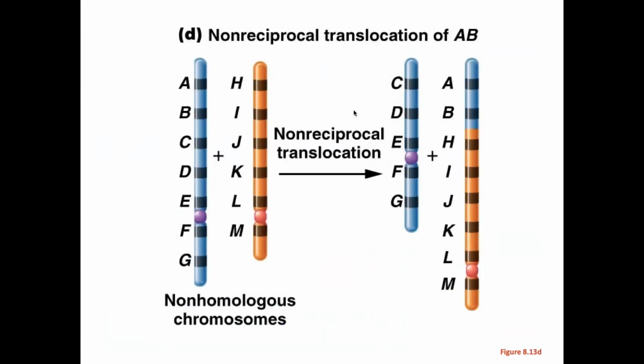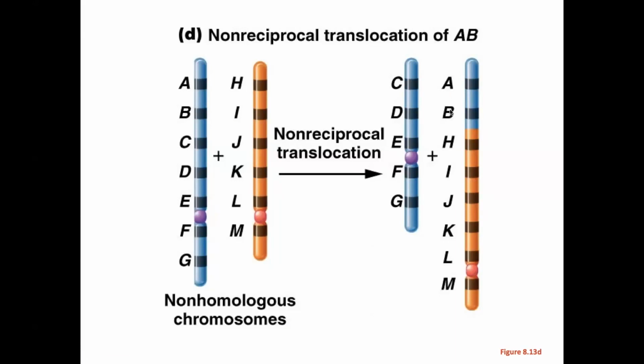So here are the two normal versions of these two non-homologous chromosomes within an organism's genome, to the left in this diagram. And then on the right, you can see a portion of the blue chromosome has been translocated to the brown or orange chromosome, so the AB region. So again, it's non-reciprocal. The direction of transfer of genetic information is from one chromosome to the other, from one non-homologous chromosome to another. So again, you haven't lost information, you haven't gained information, you simply reorganized it within the genome.